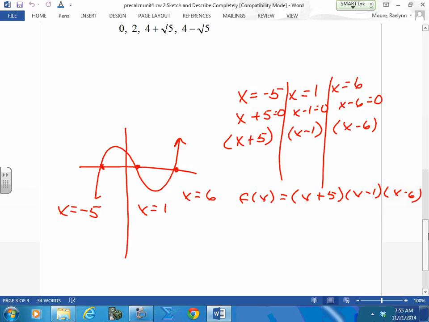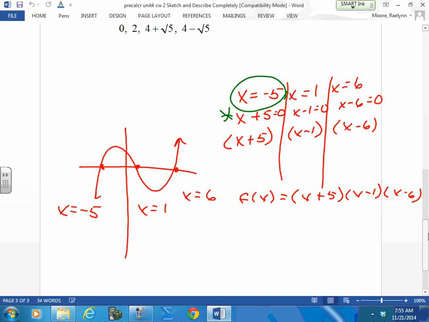This is one of the biggest mistakes. Not doing this step, not setting it equal to 0. This is not x minus 5. This is x plus 5. It's the opposite. So you'll have to bring it back to the opposite.